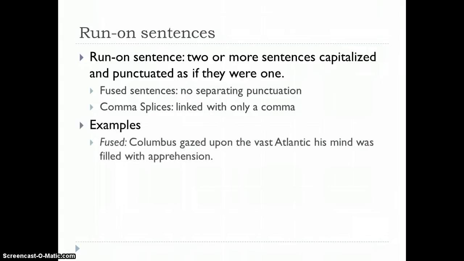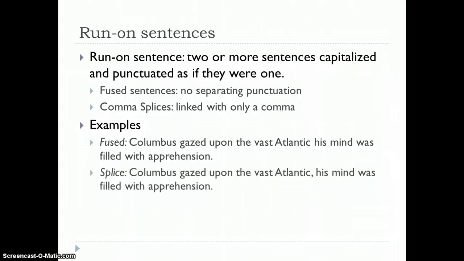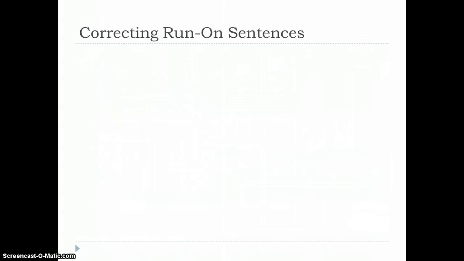Let's look at some examples. Here's a fused sentence. Columbus gazed upon the vast Atlantic. His mind was filled with apprehension. Those are two separate independent clauses. We have two complete thoughts here, two subjects and verbs, complete thoughts, but we've just shoved them together without any punctuation. If we add a comma between those independent clauses after Atlantic, then we have a comma splice. Both of these are incorrect, and they can make your writing sound a little bit confusing. The reader has to stop and think about what's going on here. So let's see how to fix these.